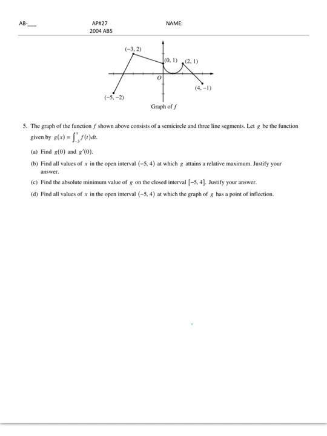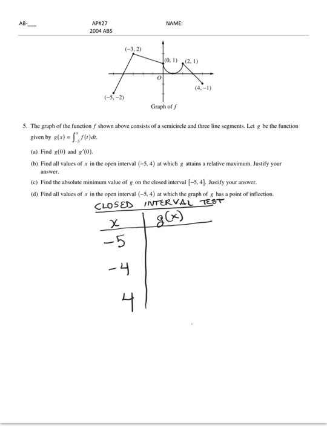So we set up the closed interval test by putting the endpoints of the interval and all the points at which the derivative of g equals 0. But of course, we eliminated 1 and 3 because we've investigated that. So what we do is we substitute it directly into the definition of g. And let's see what we get.